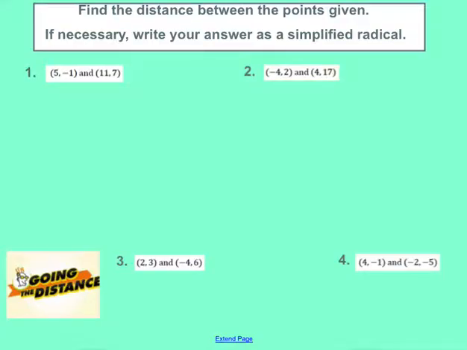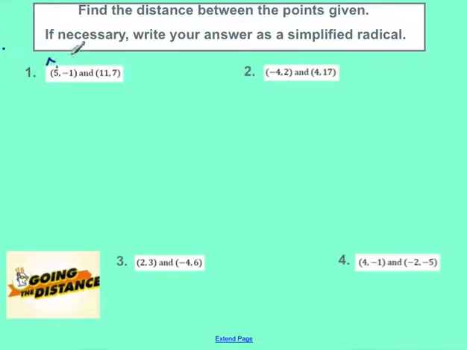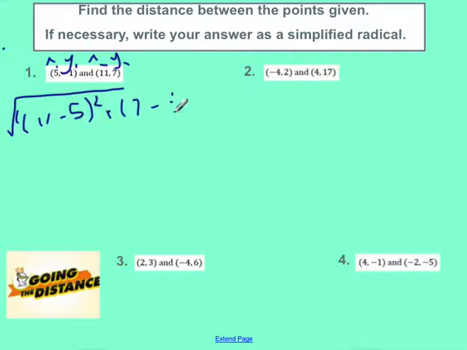All right, so let's go ahead and calculate the distance between these 2 points. Sometimes it helps me to label the points out. So I have x1, y1, x2, y2. So what I have is x2 minus x1 squared plus y2 minus y1 squared. Now remember that when you subtract a negative, it becomes plus a positive.